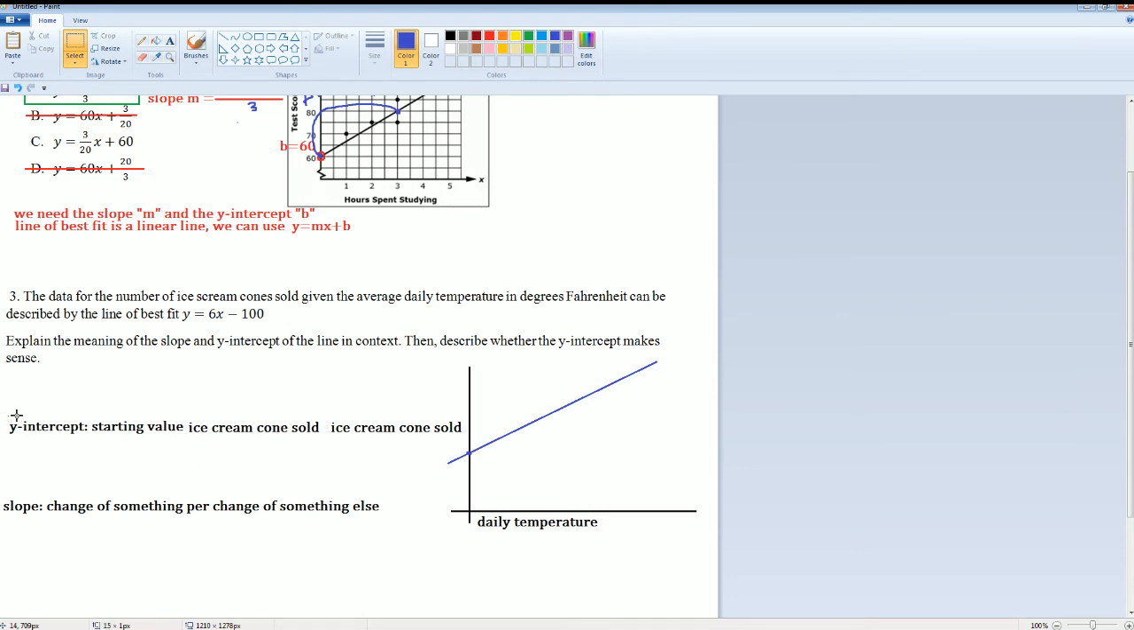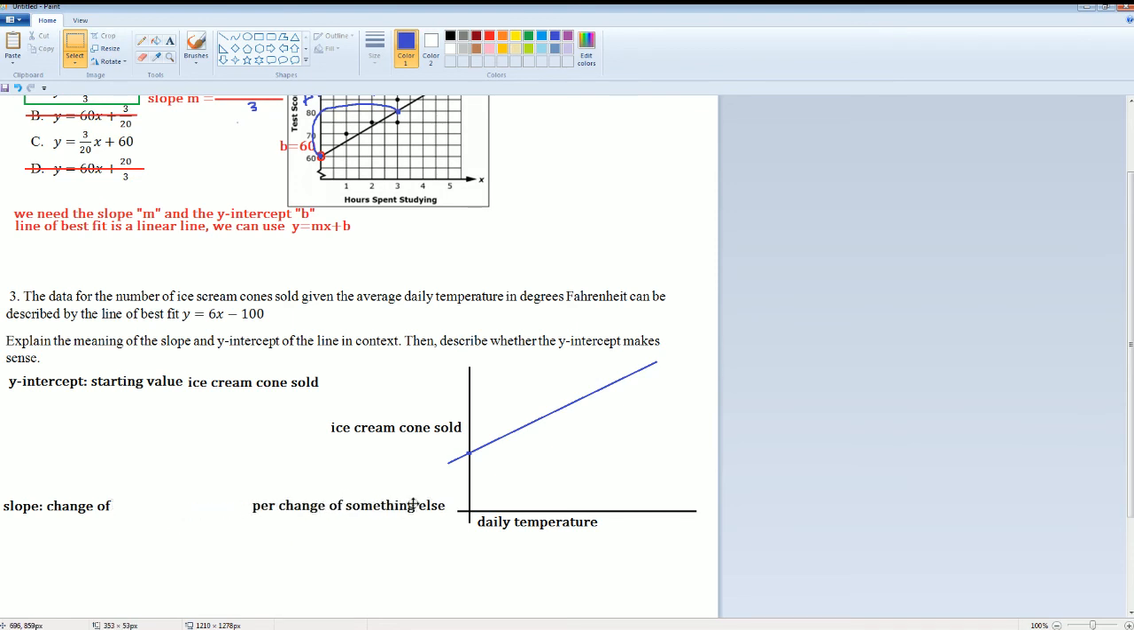That's it. It's as simple as using the definition of the word and inserting certain things in. Next, the slope: the change of something per the change of something else. The first something is the y, the change of y. That is going to be ice cream sold, because that is the delta y. So it's the change of ice cream sold per the change of something else, which is the delta x. The delta x is your daily temperature.